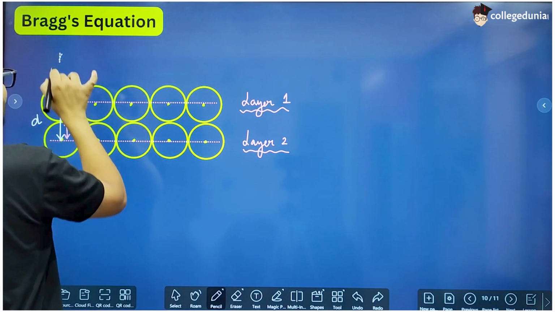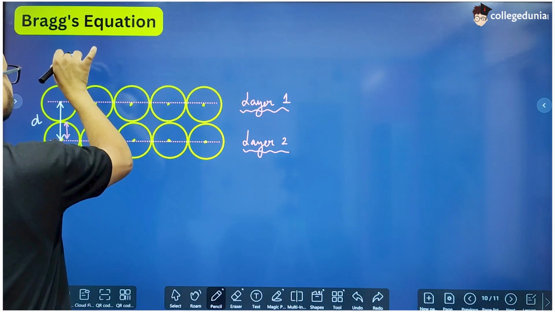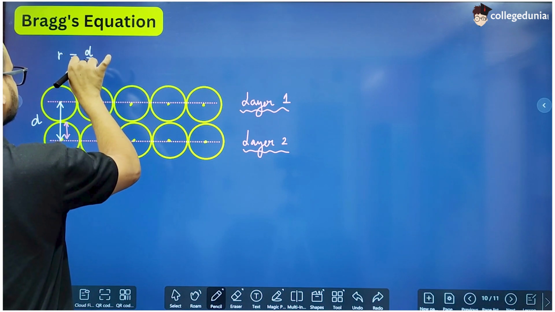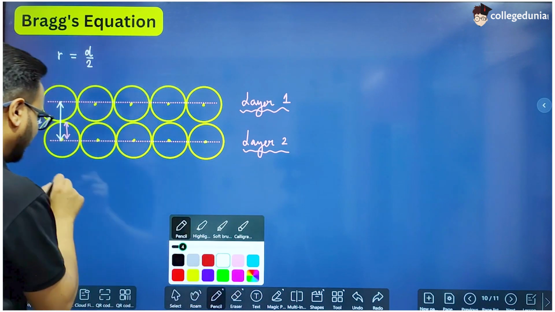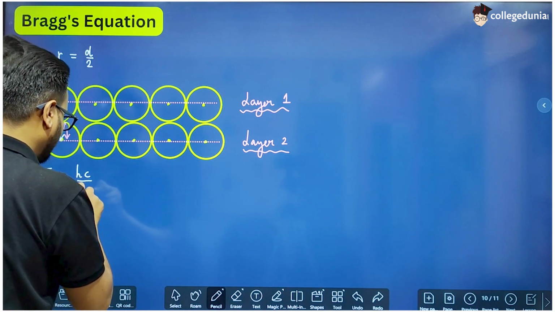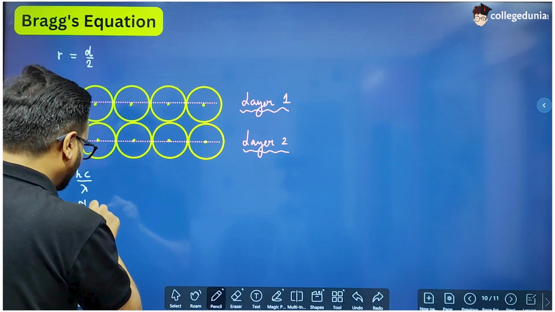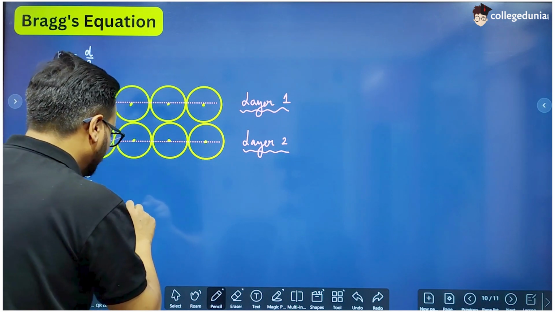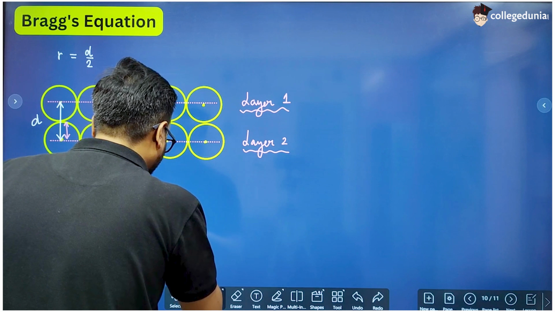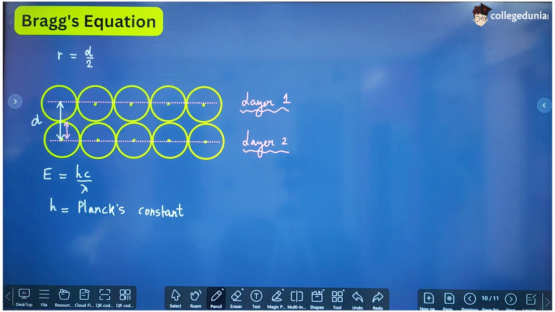I will write it here. So the energy of an electromagnetic wave E is given as h into c by lambda, where h is a constant which is called Planck's constant. This is a very common formula for class 11th and 12th students, because in class 11th this formula is in chapter 2 of chemistry, and in class 12th this formula is in dual nature of matter and radiation, which is a very important chapter of part 2.